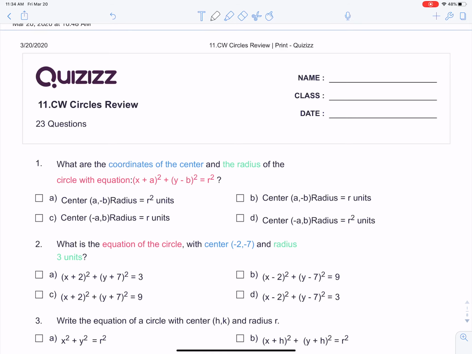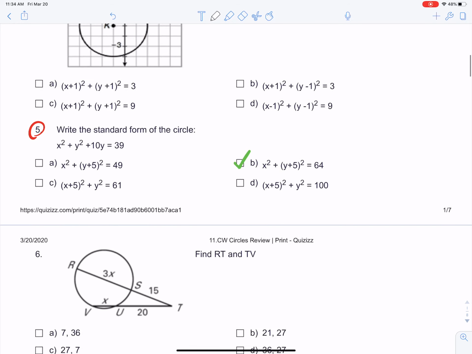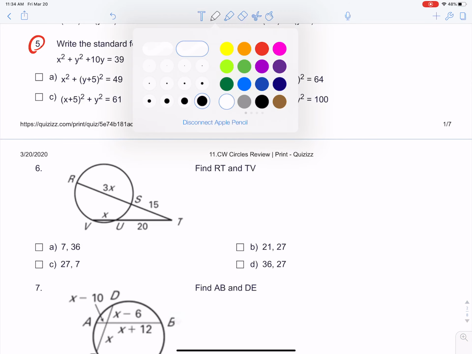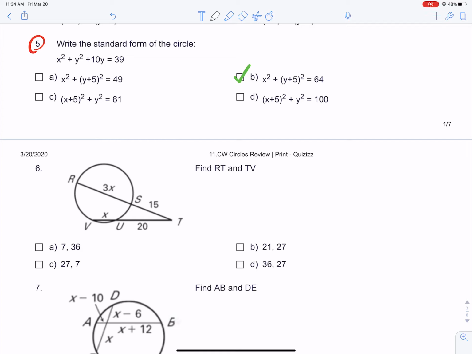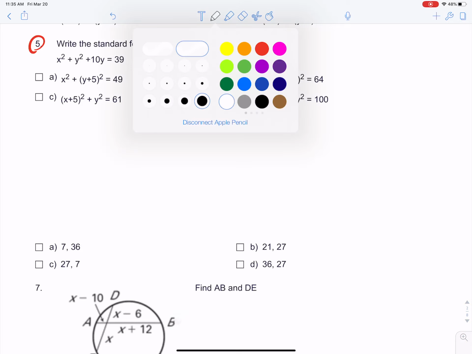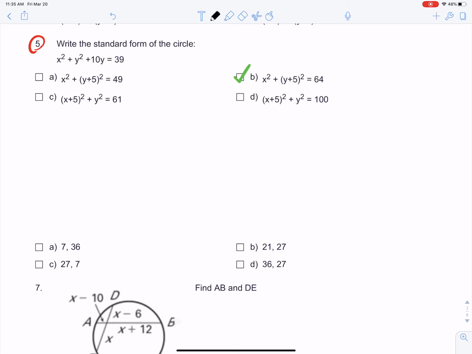Okay guys, I'm going to make a video for you helping with some of the problems that many people got wrong on the quizzes that were assigned today. So first we'd like to talk about number 5. Number 5 asks for you to write the standard form of a circle. This is completely an algebra-based problem, so if you wanted to focus more on the circle properties, you can go on and fast forward this question in the video. Otherwise, pay attention and we'll go over how to do this.